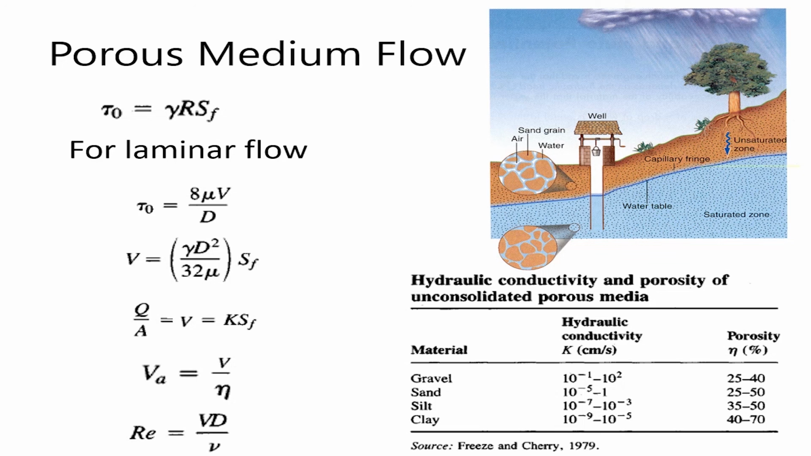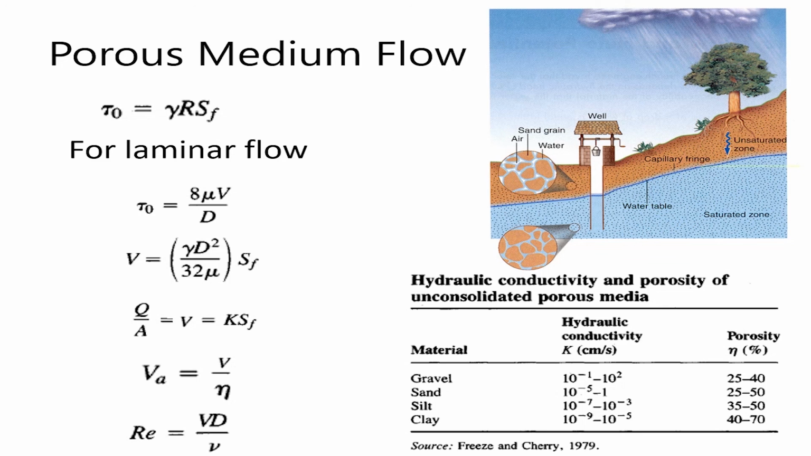But the actual velocity through the pores is V by eta. V actual is equal to V by eta. This eta is porosity. Porosity is the volume of voids divided by the total volume. So you can see that the porosity of gravel is around 40%, and the porosity of sand is 50%. Silt is 50% and clay is 70%.